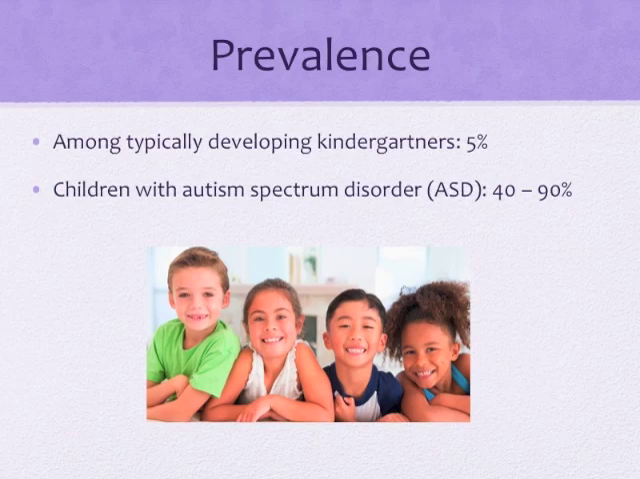Sensory difficulties, which commonly include the vestibular system, are pretty common in kids. About 5% of typically developing kindergartners have sensory issues. However, difficulties with sensory are far more common in children with autism, and prevalence ranges from 40 to 90%.